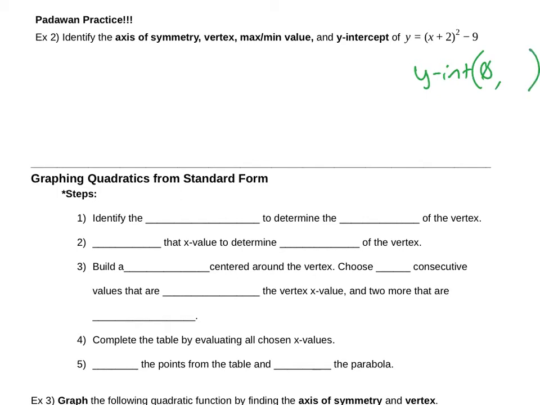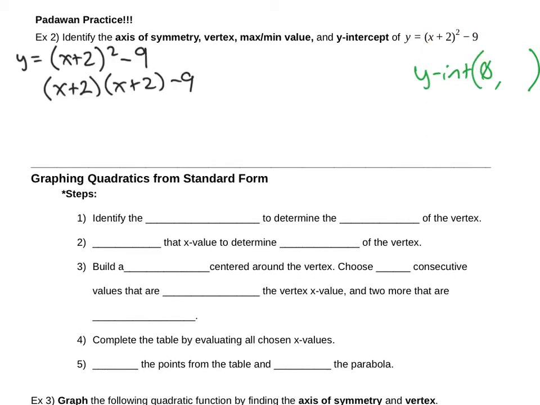No, it is not negative 9. This is not in what form? Standard. Not in standard form. You're going to have to convert this to standard form in order to use what we just learned. So multiply this binomial out, simplify it to standard form.